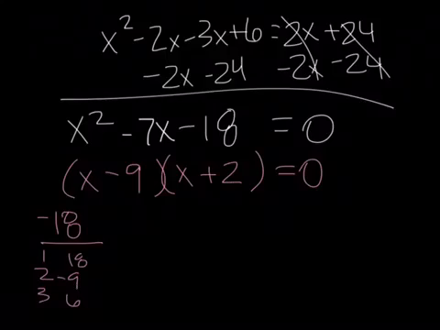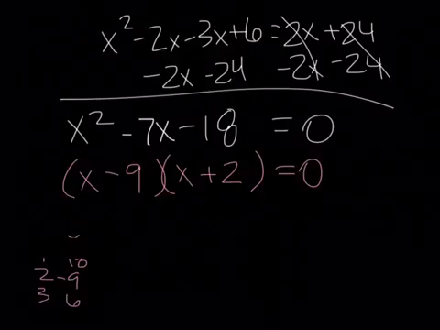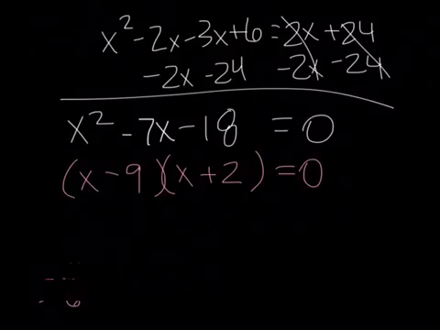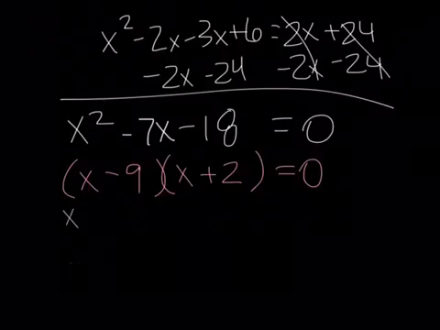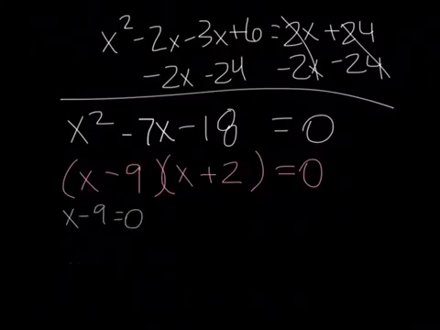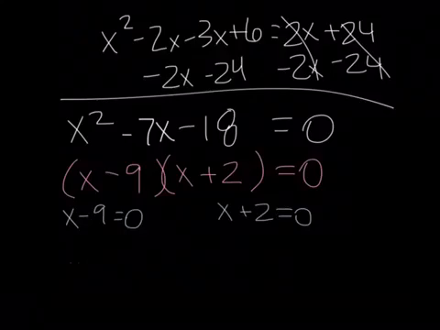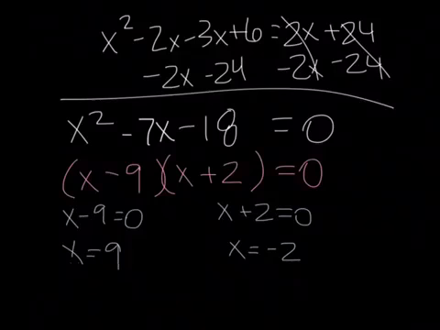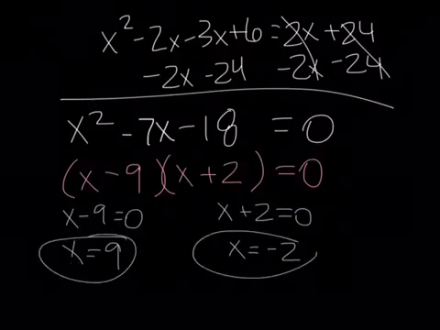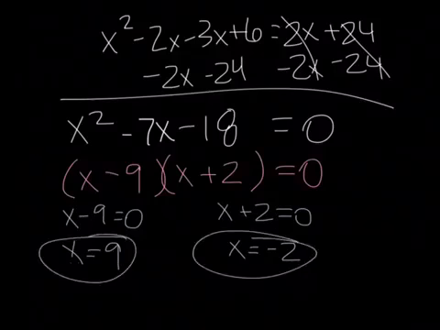To take it a step further to solve this, we're going to set each factor equal to 0. That would be x minus 9 equals 0 and x plus 2 equals 0. If we subtract 2 from both sides, we get x equals negative 2. And if we add 9 to both sides, we get x equals 9. So these are our two solutions to that logarithmic equation.